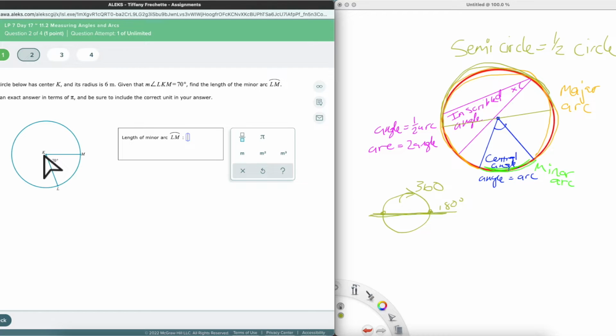Oh, haha, it wants the length. I'm going, all it is 70. I'm just losing my crazy mind here. That's what happens when I do too many of these darn videos.